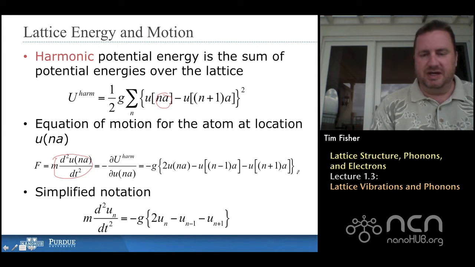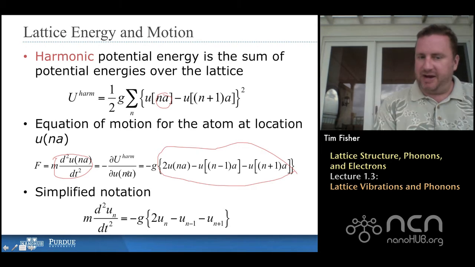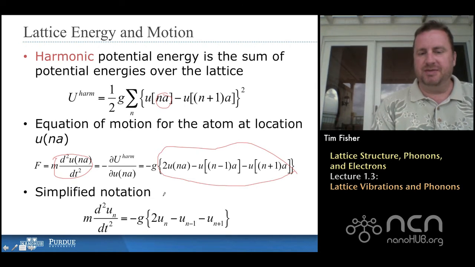So this is something that I think, if on your own, it would be nice if you could just expand this summation a little bit, and you'd see that indeed when I expand it, and then I take a derivative with respect to the displacement at that particular location, not at the others, that will give me the force on that atom at position n times a.